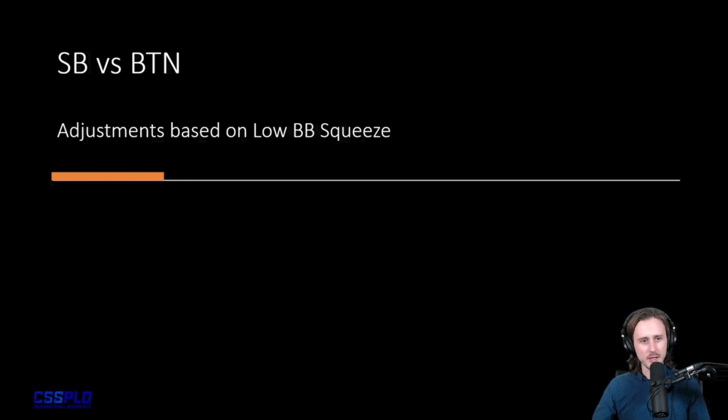Now finally here, I want to give you some adjustments based on a low big blind squeeze. Many of the people at low stakes are not squeezing aggressively enough, and therefore we can sometimes get away by cold calling a few more hands in the small blind.